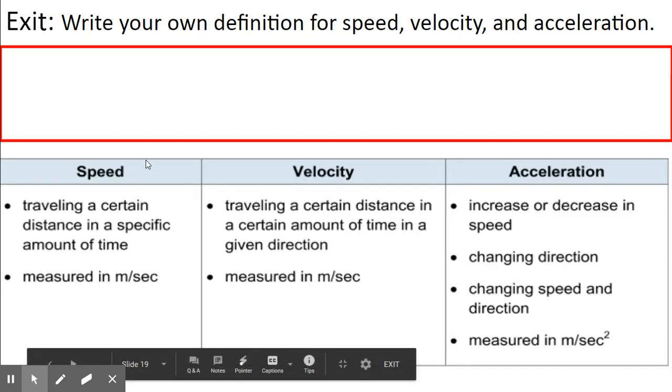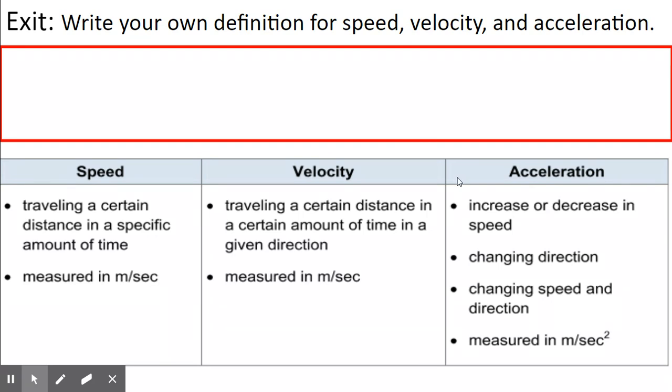So the definitions of speed, velocity, and acceleration are here in the bullets. Speed is traveling a certain distance in a specific amount of time. Don't forget your units are meters per second. Velocity is traveling a certain distance in a certain amount of time in a given direction. This is measured in meters per second.